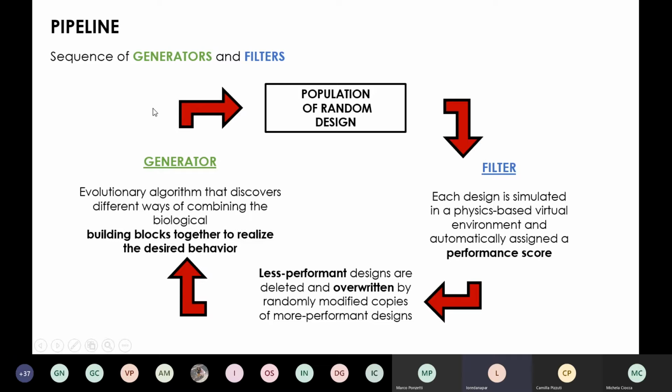And the pipeline is a cycling sequence of generators and filters. After giving the desired inputs, the algorithm that represents the generator combines the biological building blocks together to realize a population of random designs, as you can see here. And the population is evaluated through filters that delete less performant designs and overwrite them with more performant designs.